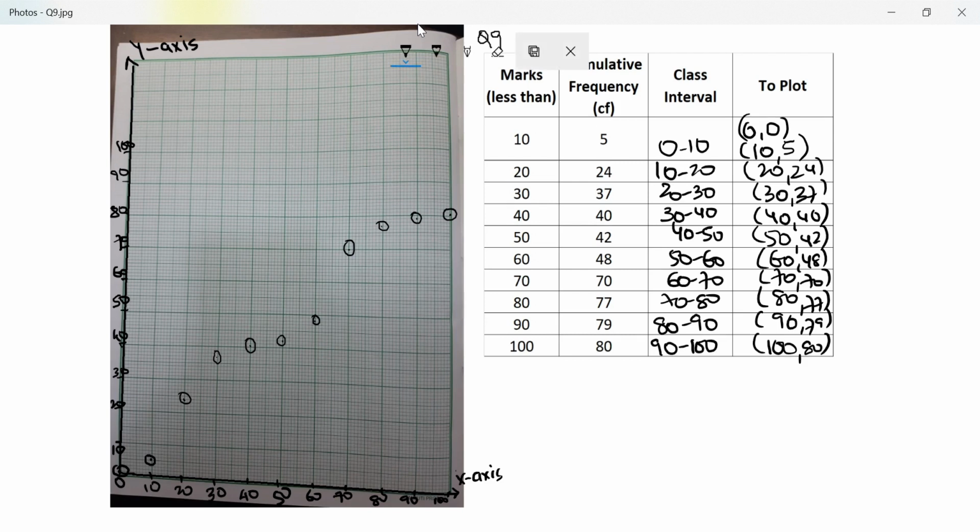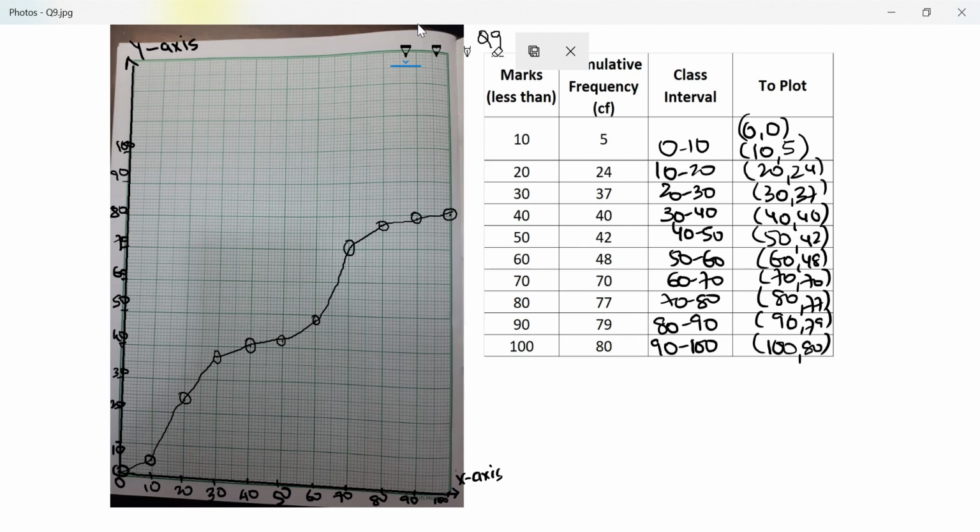So now let me draw the ogive. I connect them using a freehand. Like I said earlier, this is freehand, which means different people's graphs may look slightly different, and that's acceptable, since this is freehand, it may not be exact. Done. Now that I've drawn the ogive, let's look at the question.